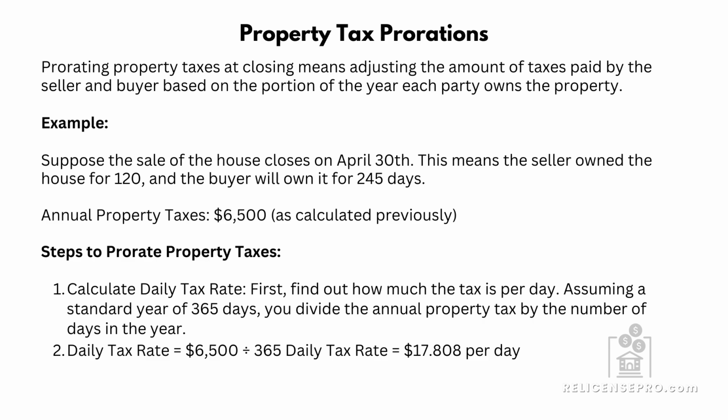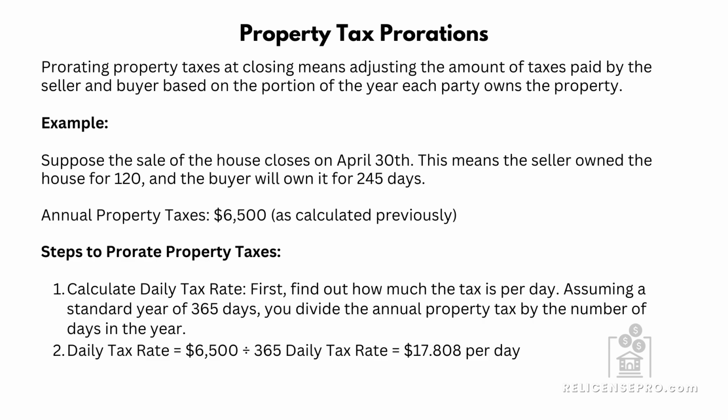The example here is, suppose the sale of a house closes on April 30th. This means that the seller owned the house for 120 days and the buyer will own it for 245 days. We're simply subtracting from 365 days to know how long the seller owned it and how long the buyer is going to own it. Now, the annual property taxes are $6,500. We just looked at a previous example, and that's where we're using this from.